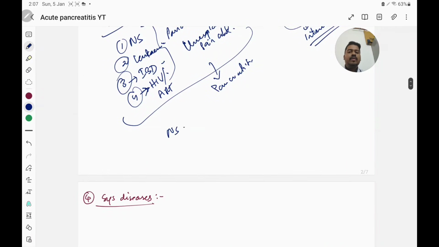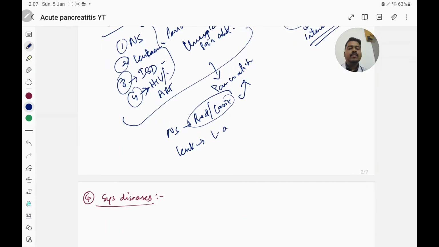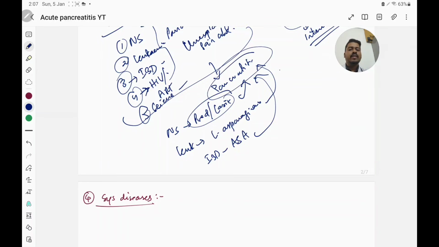For nephrotic syndrome, we use prednisolone and we use Lasix, that is furosemide. Both of these are known to cause pancreatitis. Second, in case of leukemia, we use L-asparaginase, which is also known to cause pancreatitis. One more is seizure disorder. Third, in IBD we use ASA, that is 5-aminosalicylic acid, which is also known to cause pancreatitis.